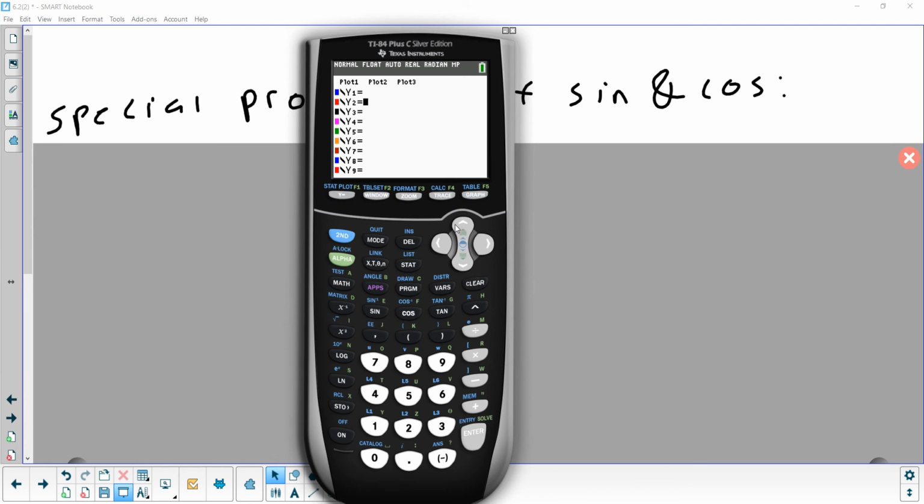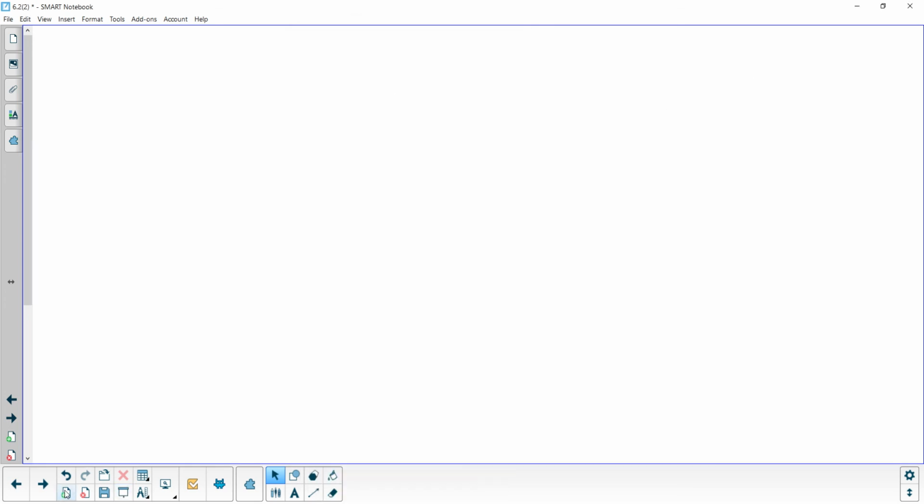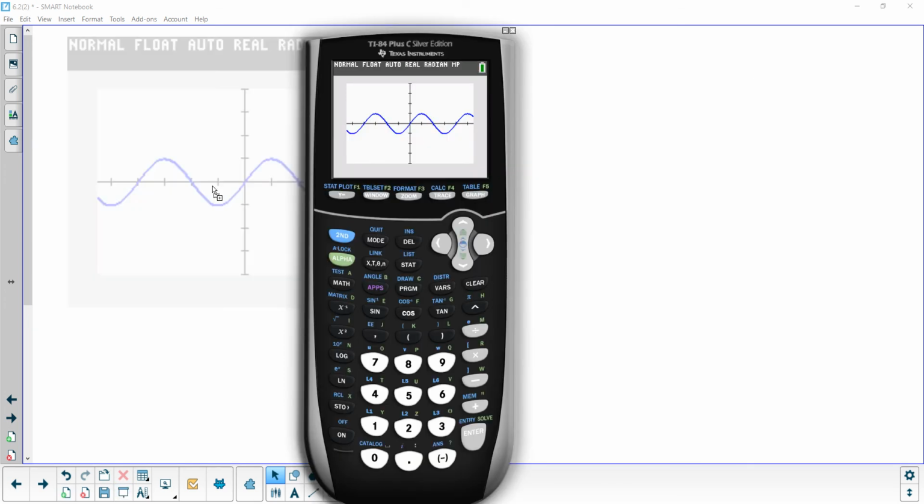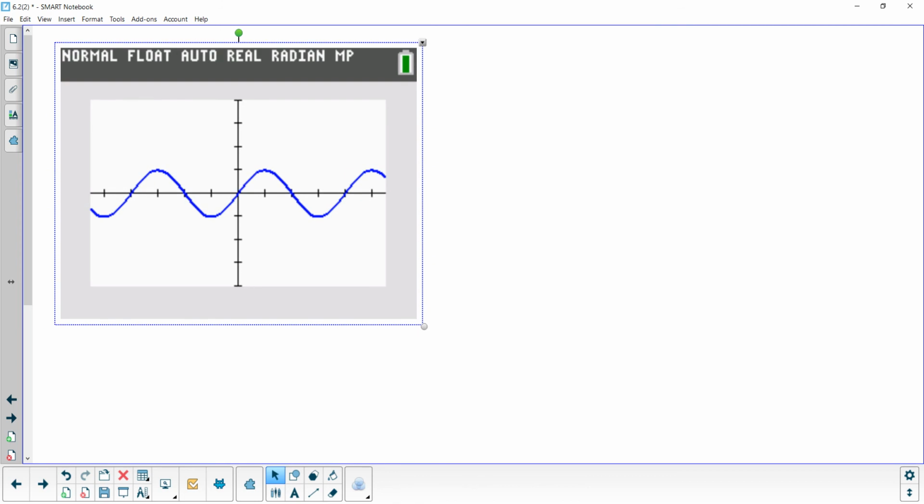Let me show you the graph of sine. If you look at it, it looks like a wave, and it will continue that pattern forever. Does it look like there's any holes, breaks, or vertical asymptotes in that graph? No, it's a continuous function. And if you zoom out, you're just going to see more of the same pattern.